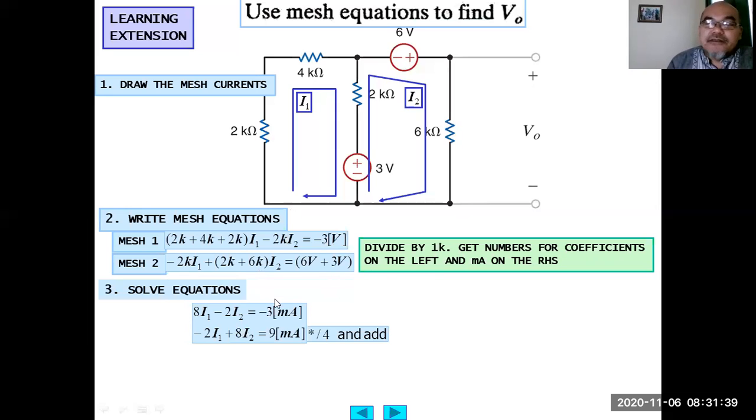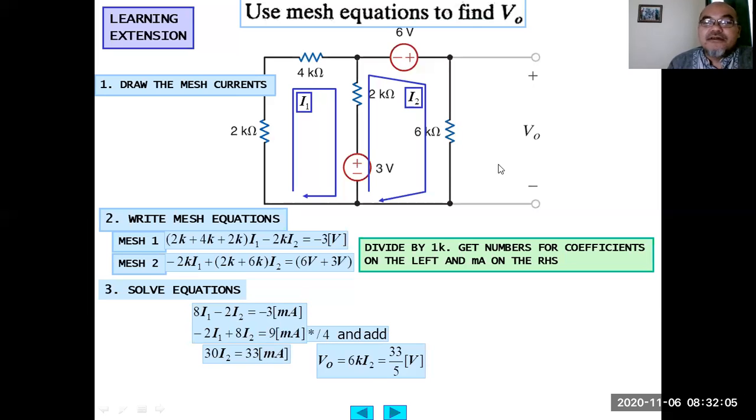Okay. Then we do elimination. In the elimination method, we multiply the second equation by 4, so that I1 can be eliminated, and we obtain minus 2 I2 plus 32 I2. So it becomes 30 I2 equals minus 3 plus 36, which equals 33.